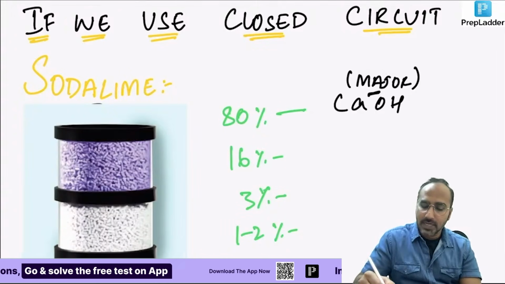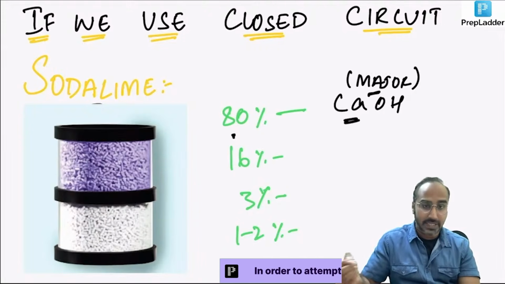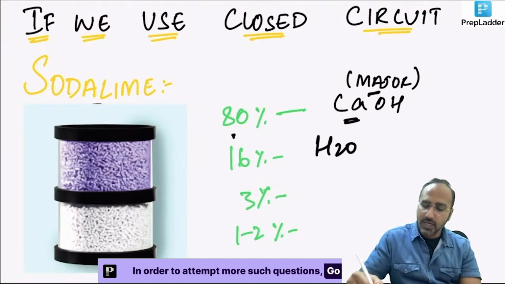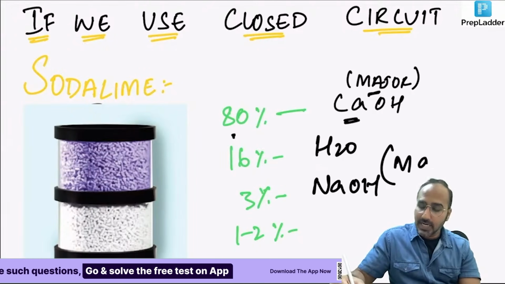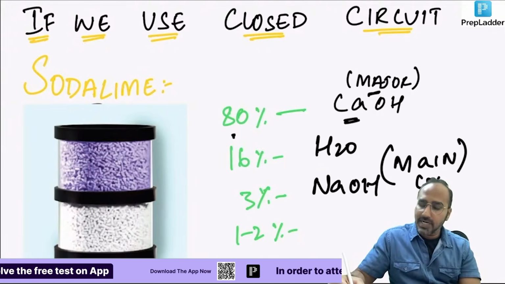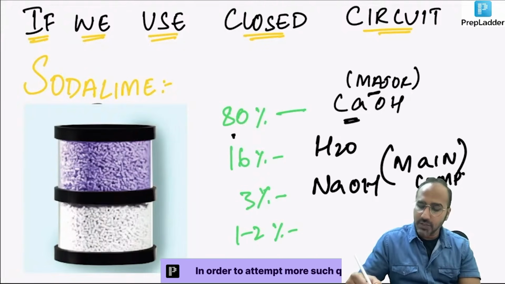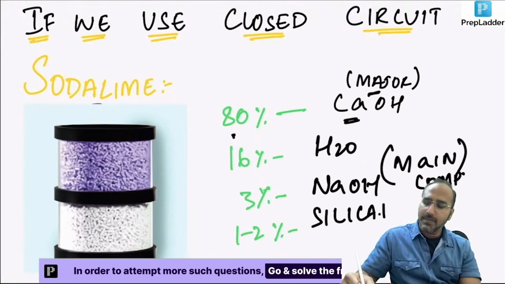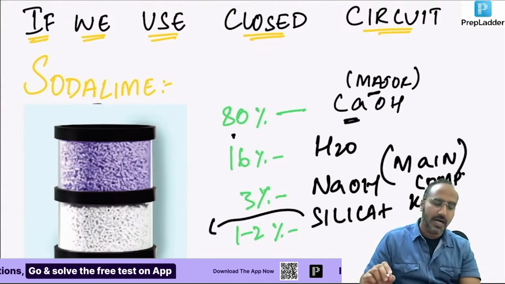So remember, soda lime is made up of what? In a closed circuit, you will see soda lime. 80% is made up of calcium hydroxide, a major component. 16% water. 3% sodium hydroxide, which is the main component. Even though the major component is calcium hydroxide, the main component is sodium hydroxide. And 1 to 2% is made up of silica plus potassium hydroxide. Silica is added to make the granules hard.